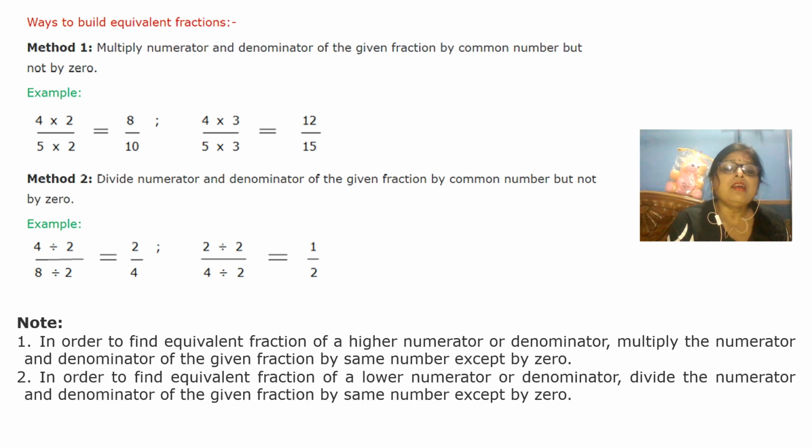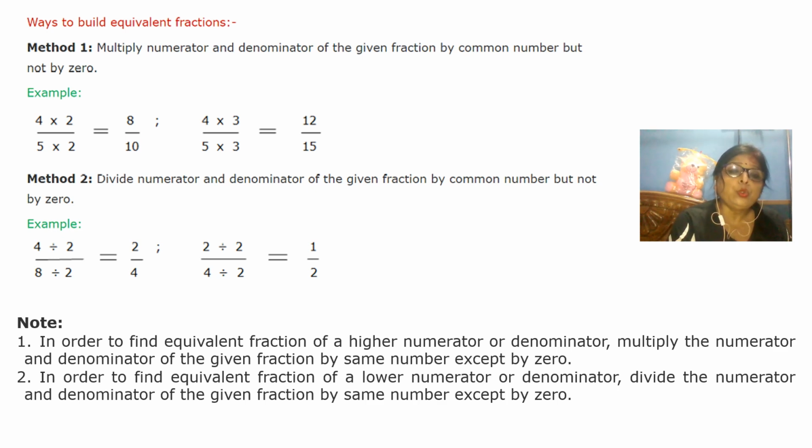So here we are finding the answer 8 by 10. Again, when you multiply the fraction by 3, numerator by 3 and denominator by 3, you are getting the equivalent fraction 12 by 15. This is the first method. With the help of multiplication, you can get the equivalent fraction.